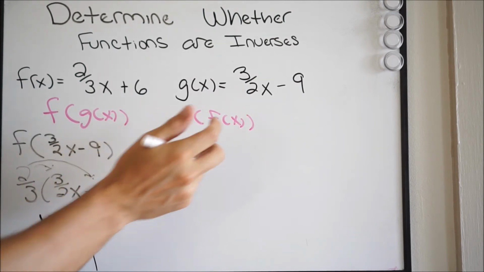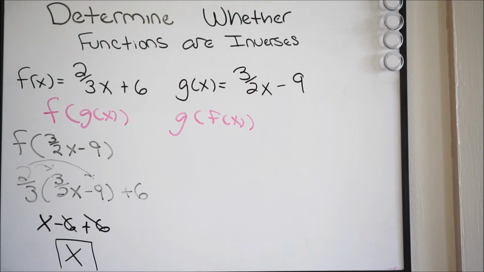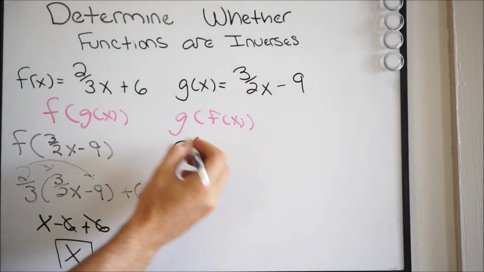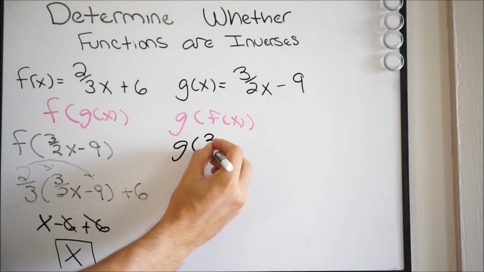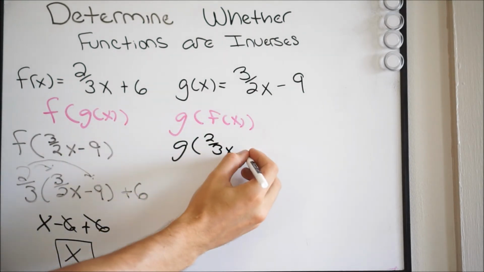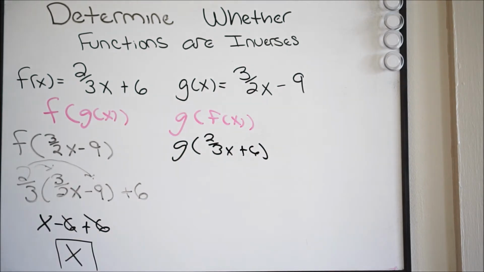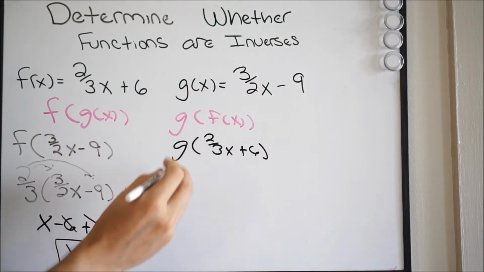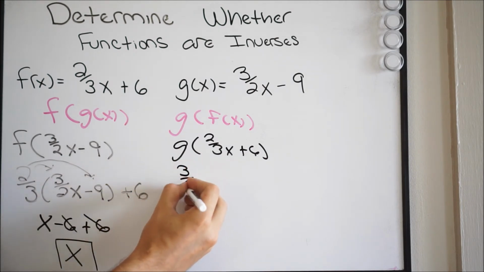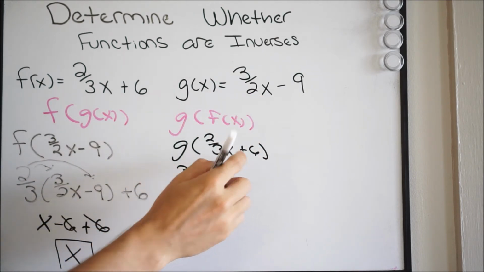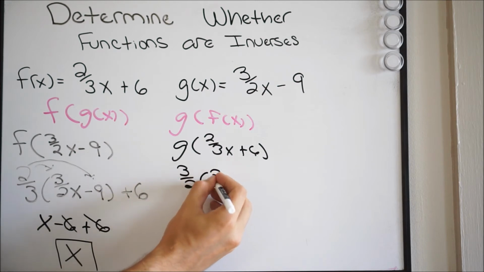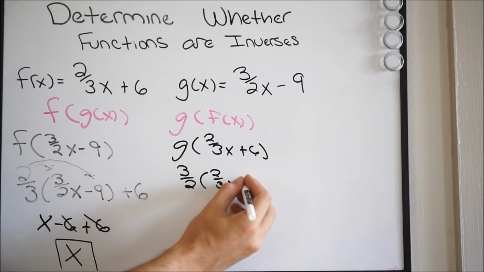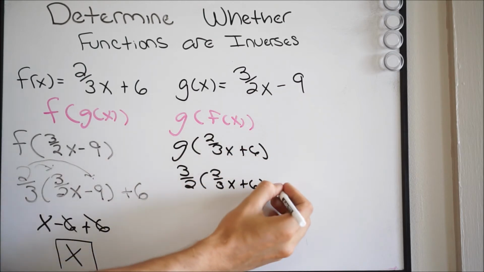So again, working our way from the inside out, we're going to write f of x, which is the following. We have g, and then 2 over 3x plus 6. Then we go to our function g of x, and wherever we see an x, we plug this part in. So we're going to write 3 over 2. Now here's my x. I'm going to write this whole part in: 2 over 3 x plus 6, and minus 9.